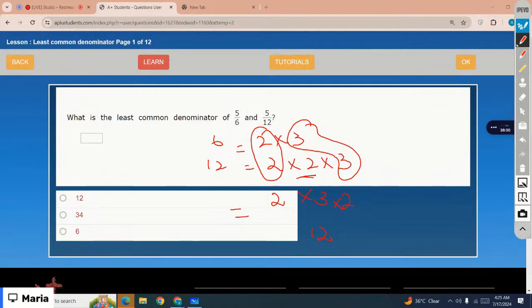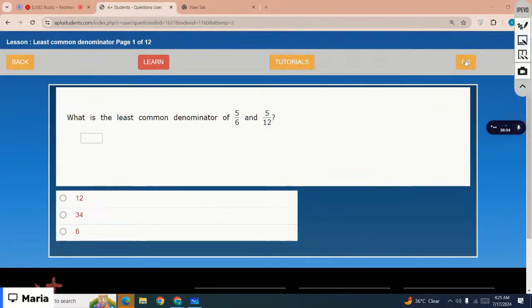So the correct option is 12, right? You need to write down the prime factors, right? So the correct option is 12.